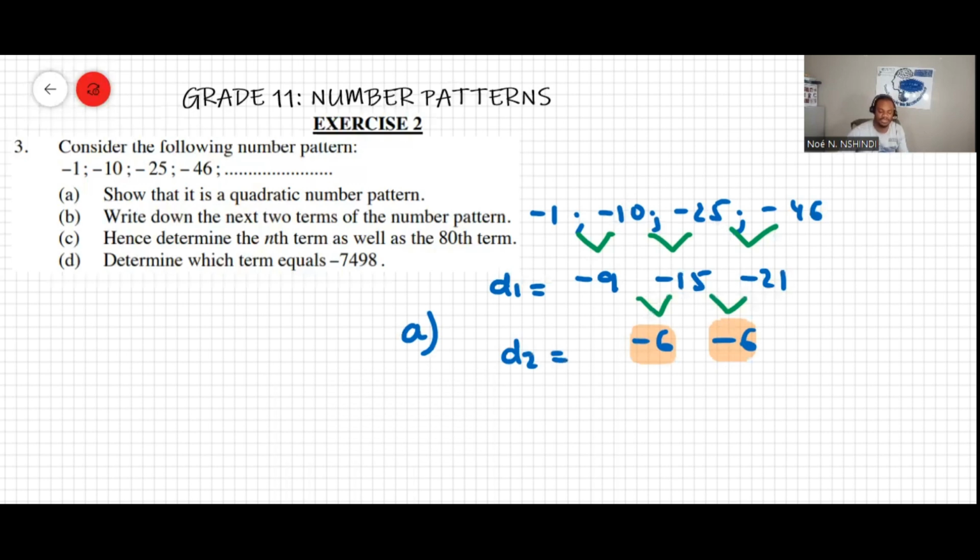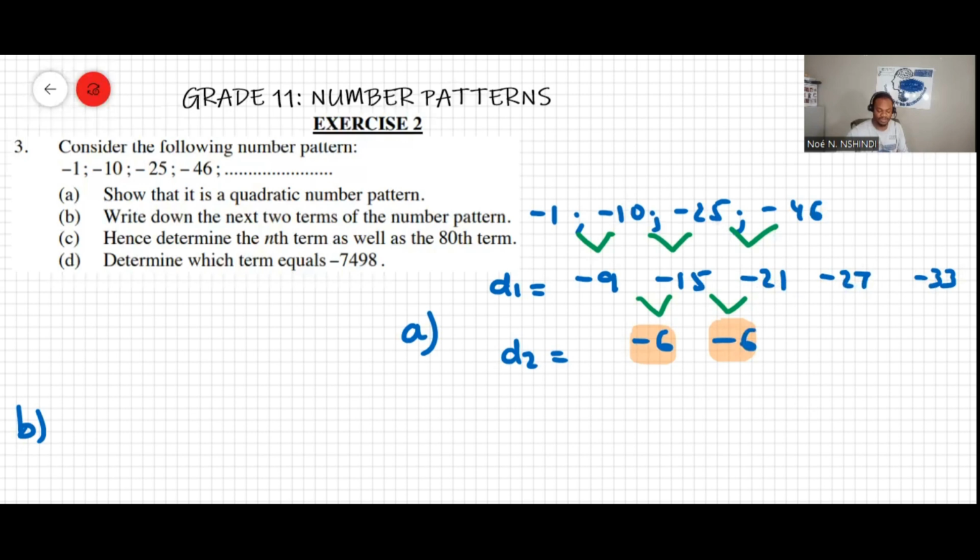Now B says write down the next two terms. I will continue by saying that the following terms in the first difference will be -27 and -33, because the first difference is linear. I said that because we're going to subtract 6, or add -6. So -21 minus 6 makes -27, and that minus 6 makes -33.